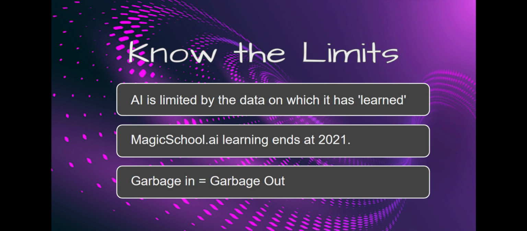Okay, so you can use it for historical stuff. You can use it for going back more than a couple of years ago. But if you want something that's happened in the last 12 to 24 months, this AI engine is not what you're going to want to use.